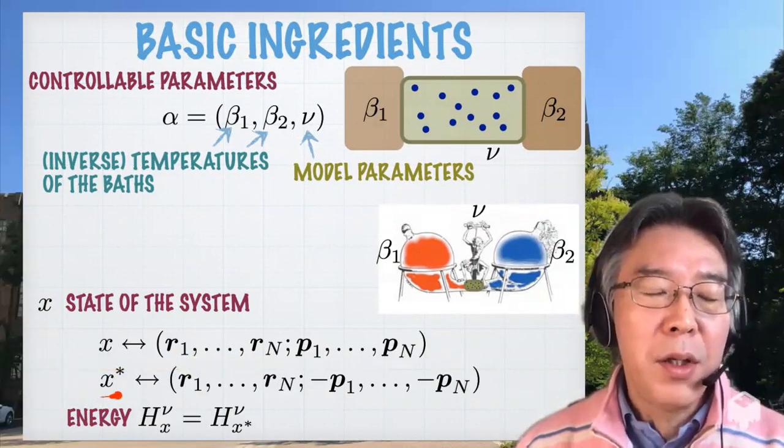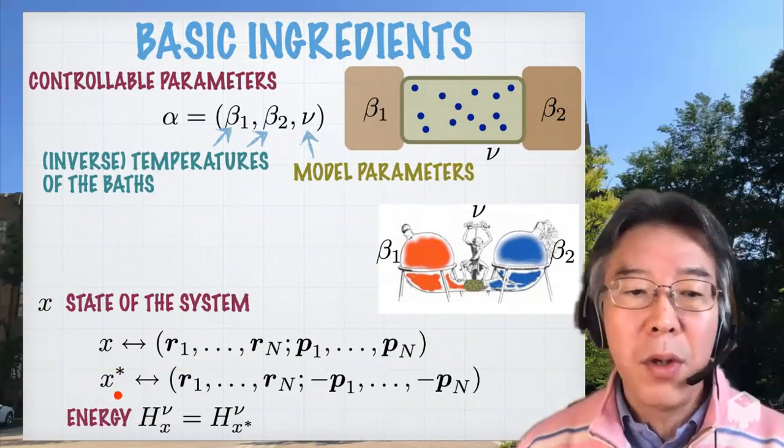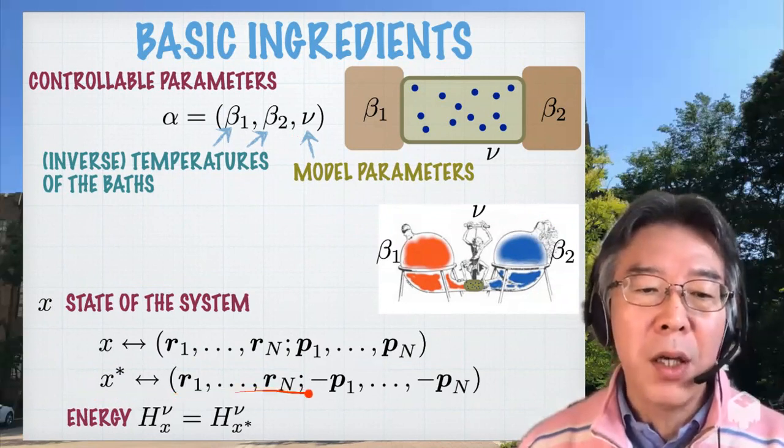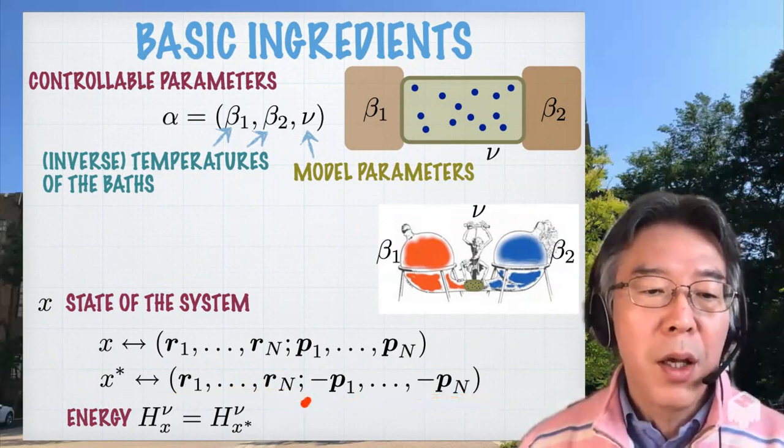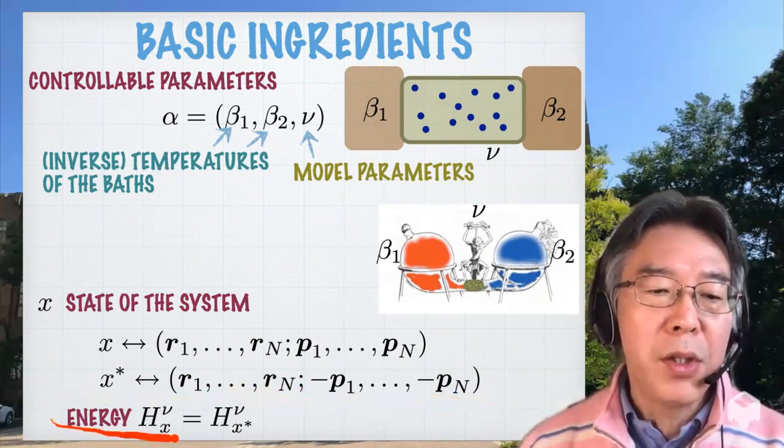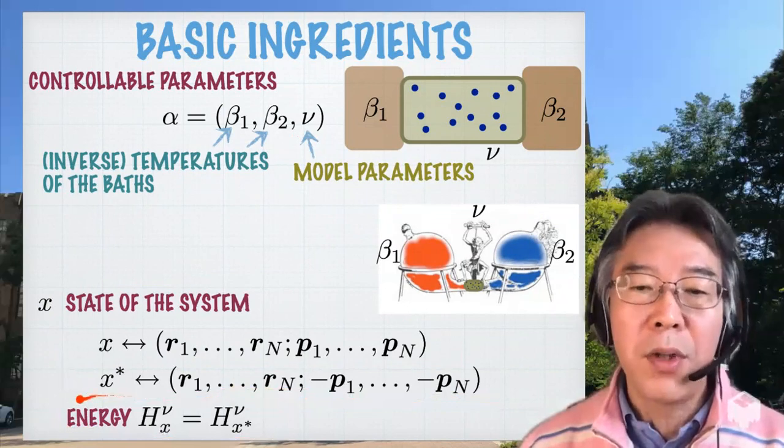By X star, I denote the time reversal of X. So R are the same, but you reverse all the momenta. Okay, and we assume that the energy of the system is invariant under time reversal.